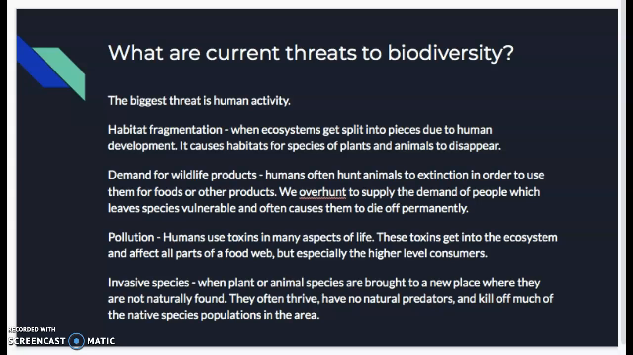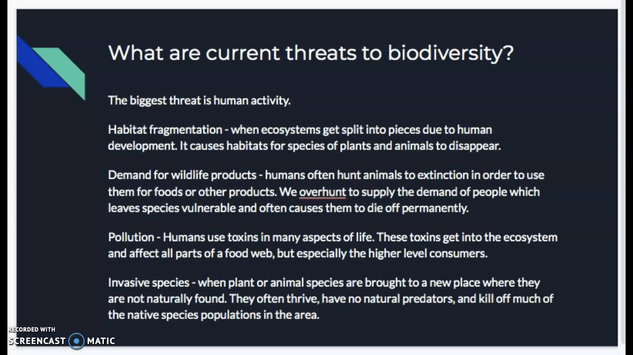An example of this is in Canada, back when the explorers were first exploring North America from Europe, they hunted beavers almost to extinction for their pelts. It's cold in Canada. They need those pelts to stay warm, but they weren't being careful, and they hunted beavers almost to extinction because we needed the wildlife products. So we tend to overhunt to supply the demand of people, which then leaves the species vulnerable and often causes them to die off permanently or become extinct.